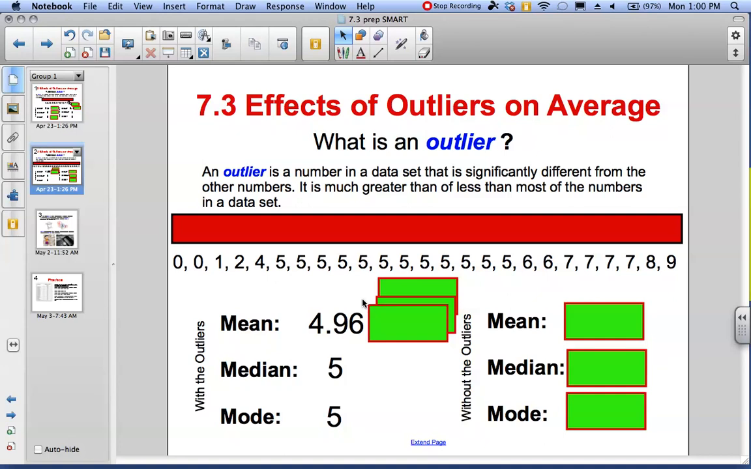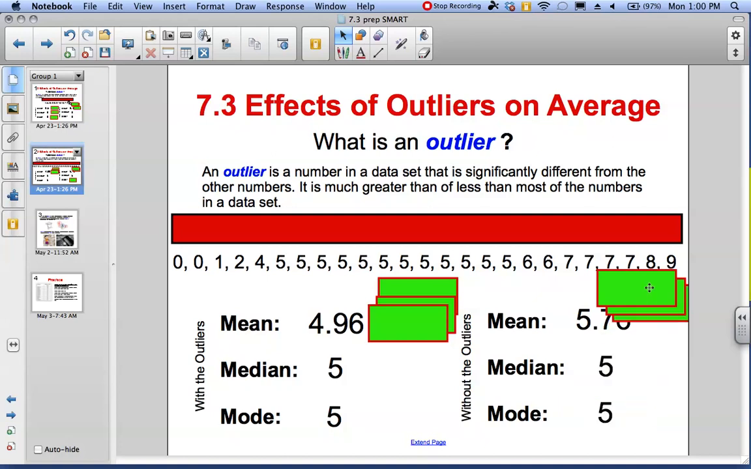Right now, our outliers are 0, 1, and 2, so we're going to remove those. Now that's 4 numbers we're taking out, so now our data set is only 21. If you add up all of those digits together, you get 122. Divide that by 21, and you get 5.76. We look for our median. It's still 5, and our mode is still 5.